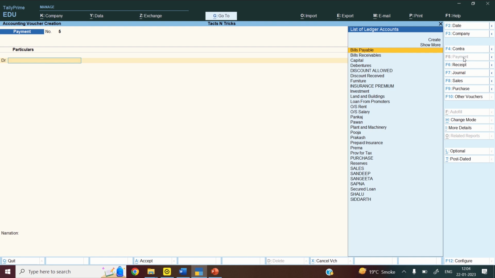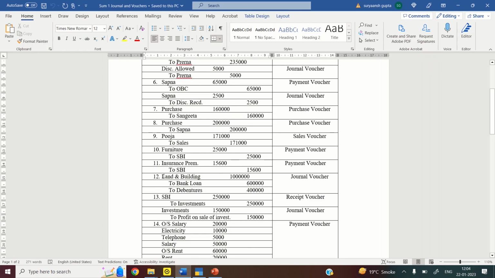Right. Now the next journal entry is really a nice journal entry, which I will show you in the journal entries. Point number 12. Now it is said that purchase land and building from XY Limited for rupees 10 lakh. To pay this, the company borrowed bank loan of 6 lakh rupees and issued debentures for rupees 4 lakh. So simply, I have purchased land and building, and against this, I have paid bank loan and I have paid debentures. So I have combined the two journal entries, and my single journal entry will be land and building 10 lakh rupees, to bank loan 6 lakh rupees, to debentures 4 lakh rupees.